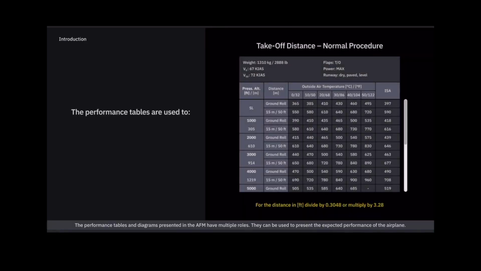The performance tables and diagrams presented in the AFM have multiple roles. They can be used to present the expected performance of the airplane. They also allow comprehensive and sufficiently accurate flight planning based on the values obtained during the test flights.